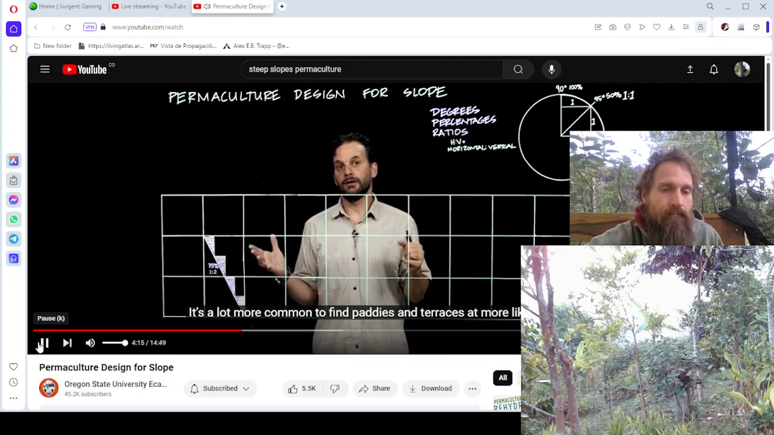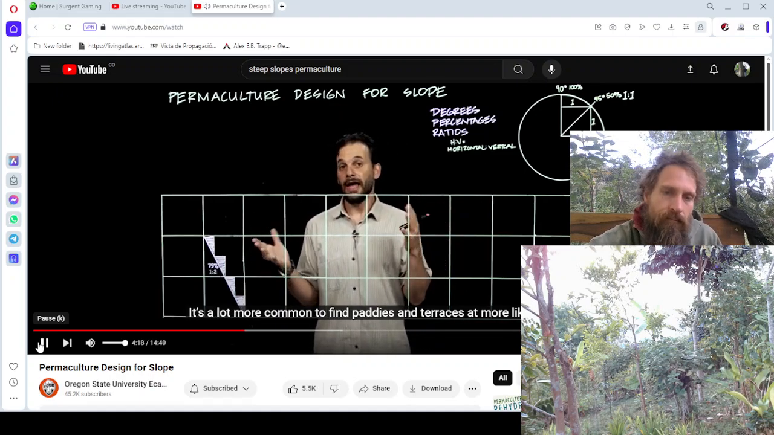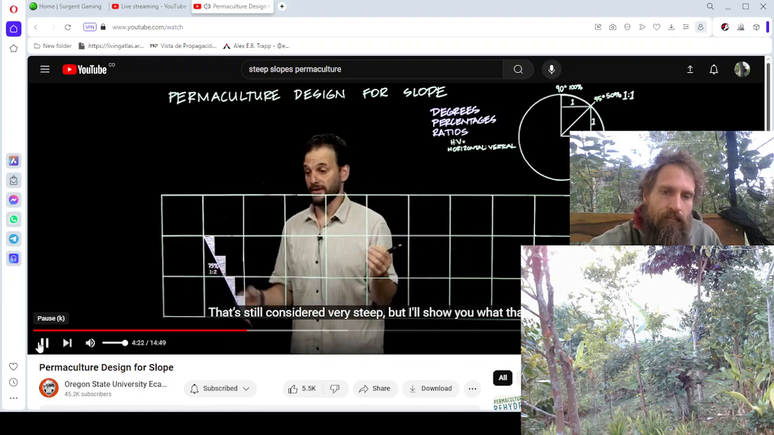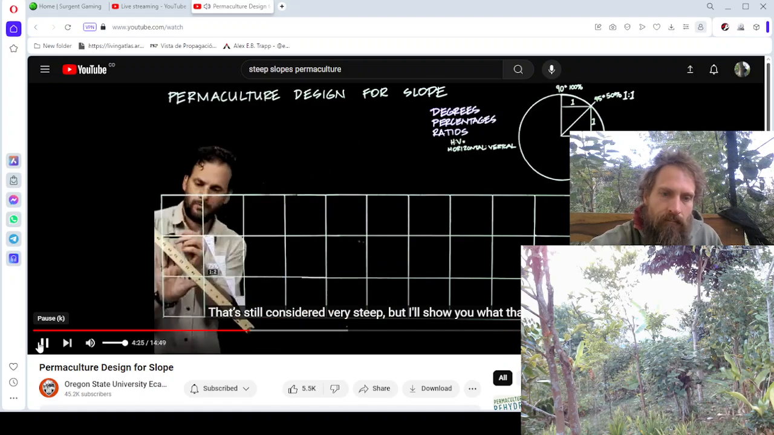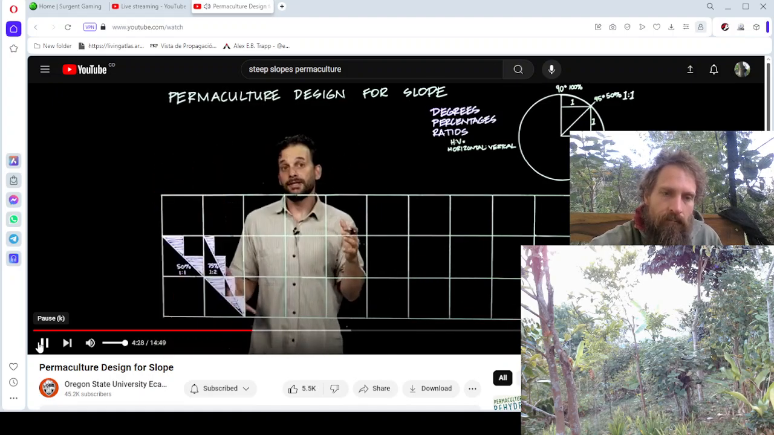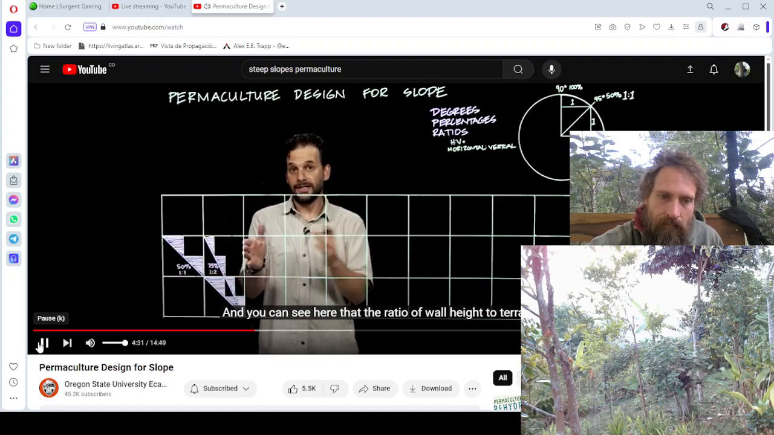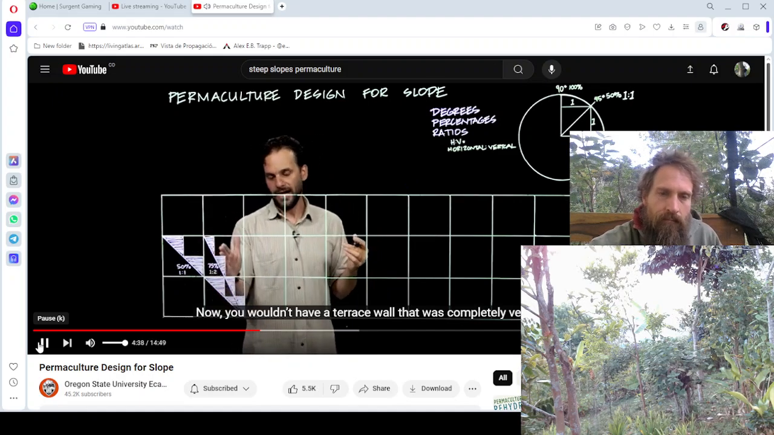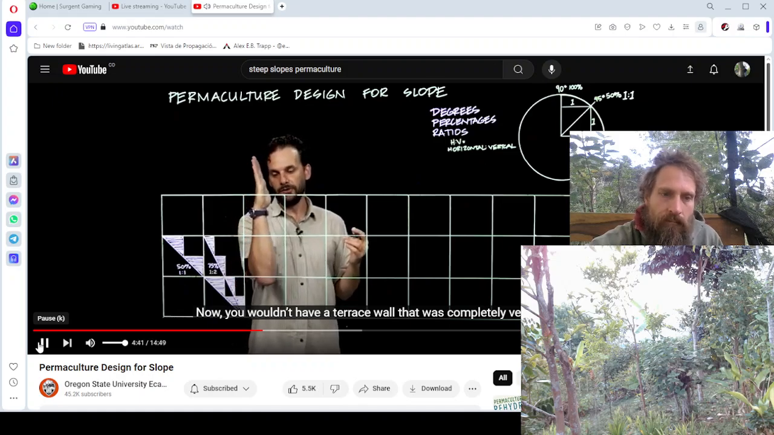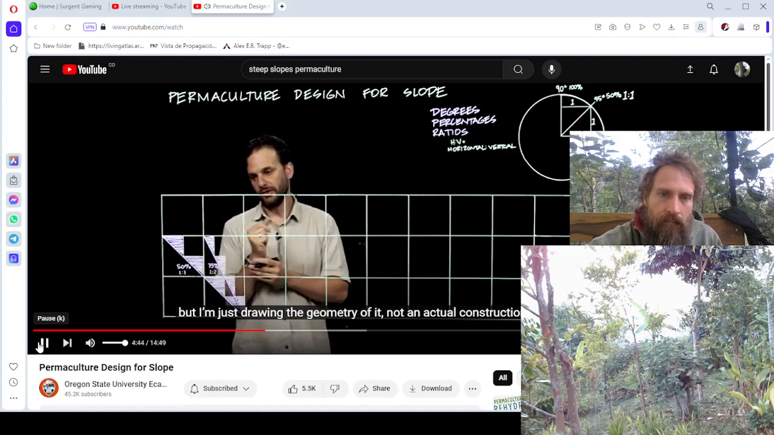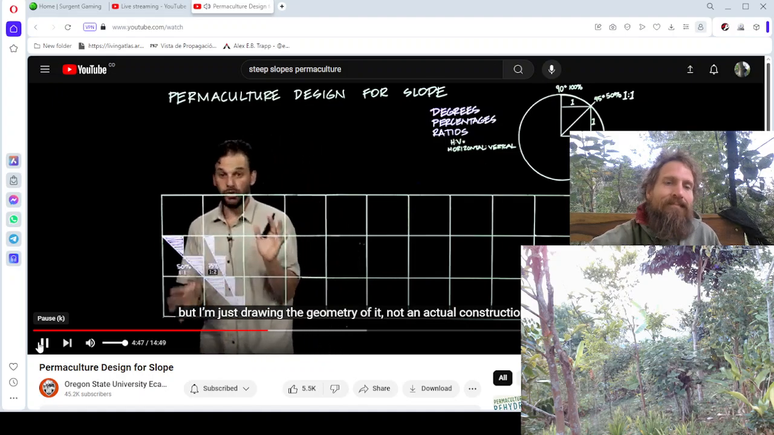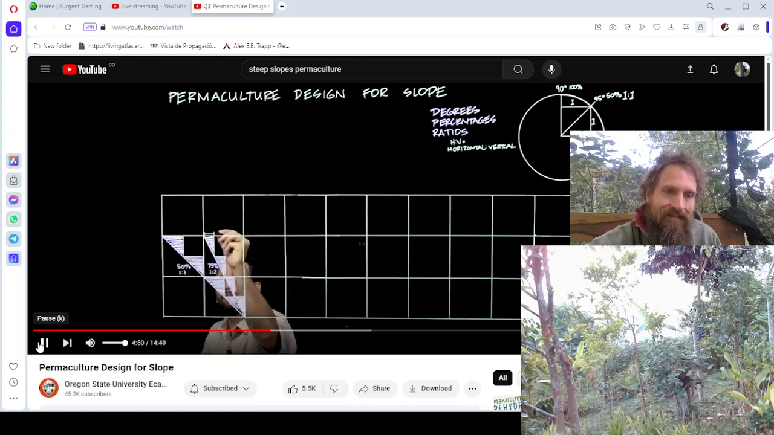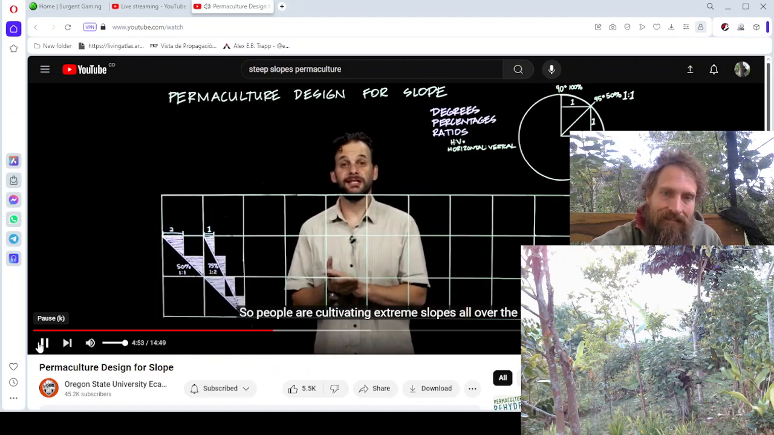Now, it's a lot more common to find paddies and terraces at more like a 50% slope. That's still considered very steep, but I'll show you what that looks like. And you can see here, the ratio of wall height to terrace width gets better as the slope becomes more gentle. Now, you wouldn't have a terrace wall that was completely vertical anyway. You'd have it on a slight slope. But I'm just drawing the geometry of it, not an actual construction document here. So people are cultivating extreme slopes all over the world.